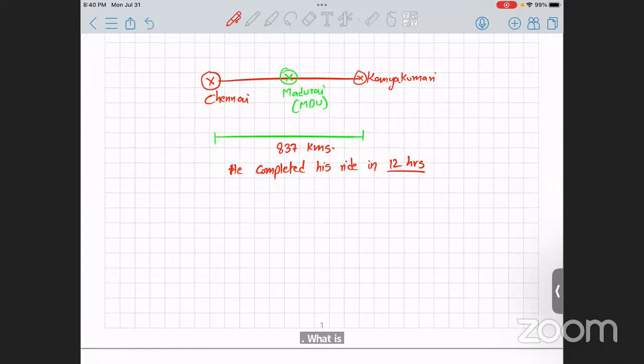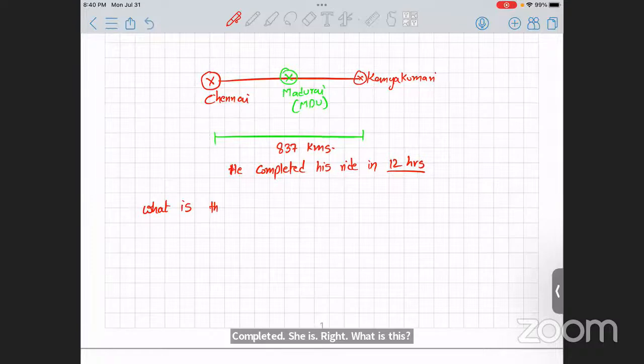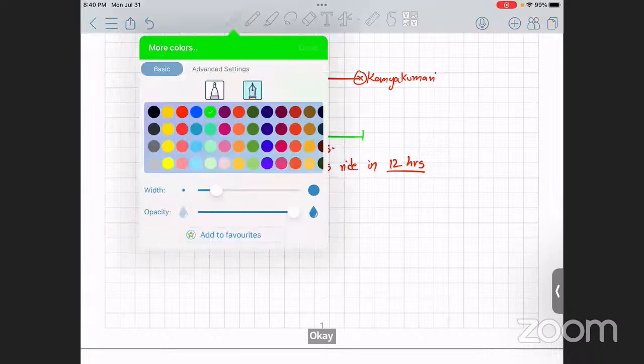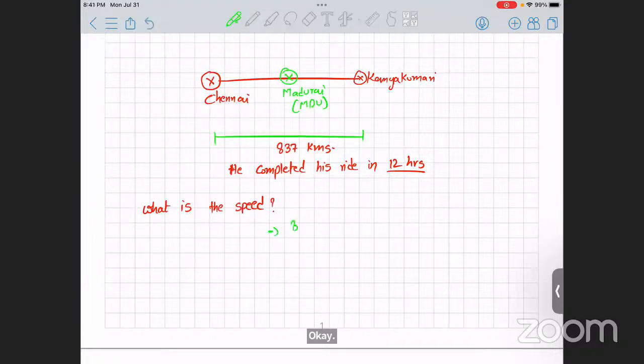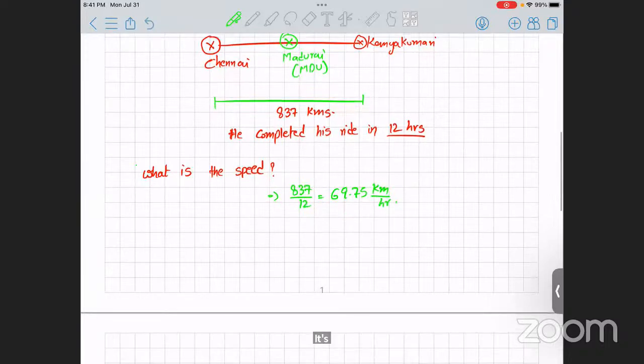What is the speed? My question is, what is the speed? 837 by 12. It is very easy. 837 divided by 12. Close to 70, you can take. 69.75 kilometer per hour. Yes, sir. Okay, now I will increase the complexity.